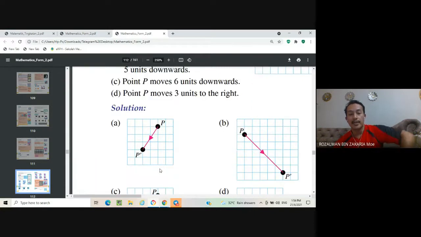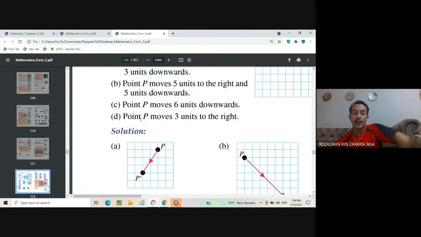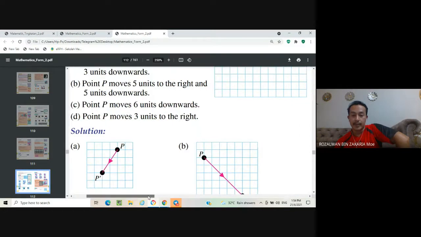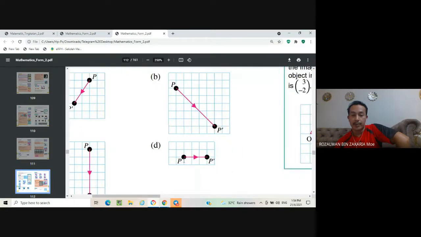And the last one is D. Point P moves 3 units to the right. So look at this one. Point P here, move 3 units to the right. So starting from point P here, 1, 2, 3. So this one is the image for the point P. So this image you label as P prime. You mark this point, then you join these two points, then put the arrow here. So that's the answer for D.